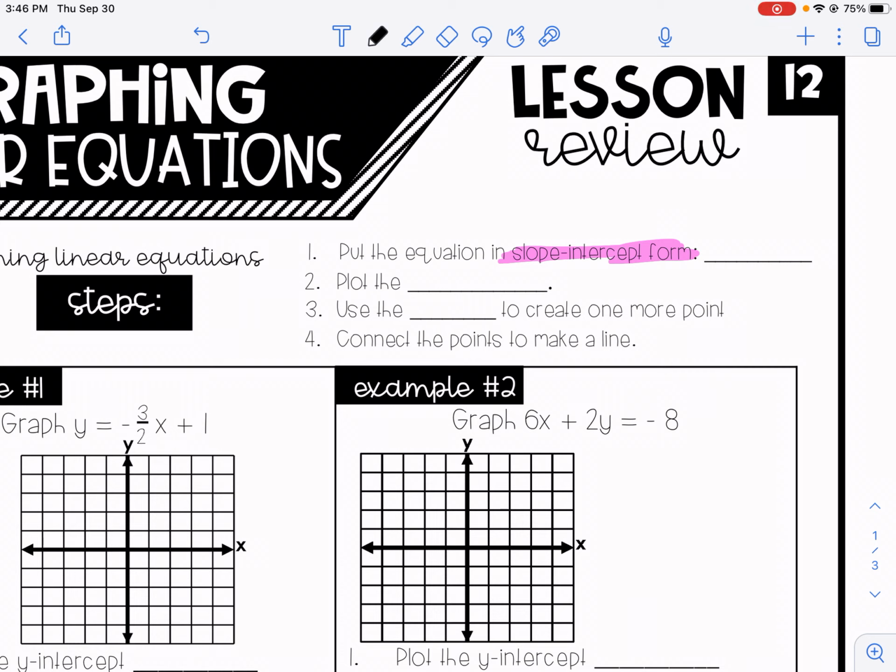So we need to make sure we put it in slope-intercept form, y equals mx plus b, if it's not already. Then the second step is going to be to plot the y-intercept. Third step, we are going to use the slope to create one more point. Then we'll connect the points and make our line.